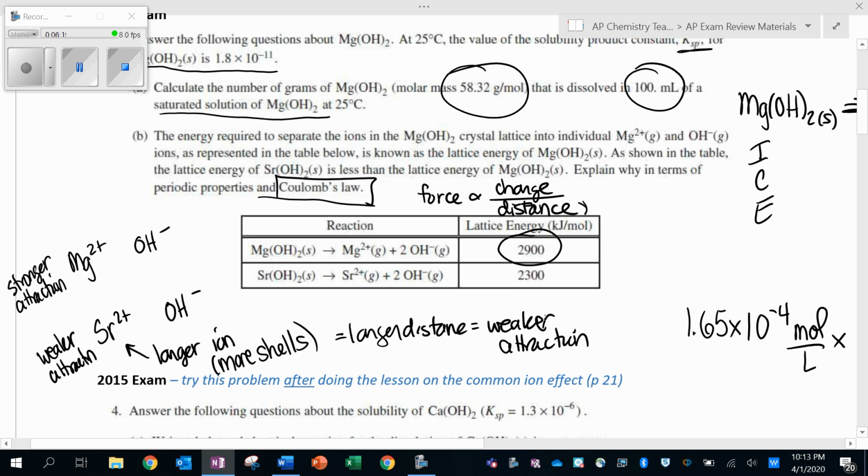So that's what's going on there. So it's good thinking back to Coulomb's law. Coulomb's law is really important when you're explaining periodic trends like ionization energy, atomic radius, and it's also important when you're thinking about lattice energy as well.